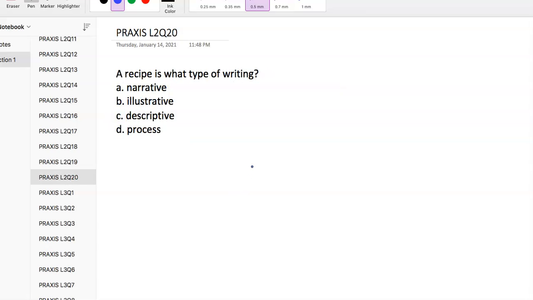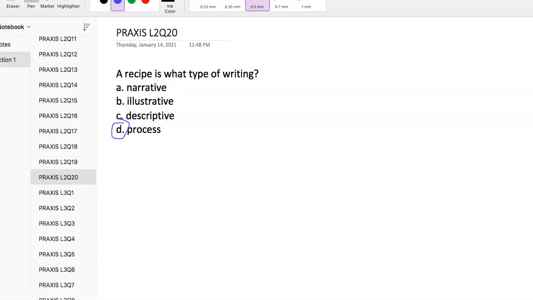And then finally, we get to our last question for level 2. A recipe is what type of writing? Narrative, illustrative, descriptive, process. So process writing, that means how to do something, how something works, or how an event took place. A recipe tells you how to cook a certain meal, so that fits the basic qualifications of process writing.